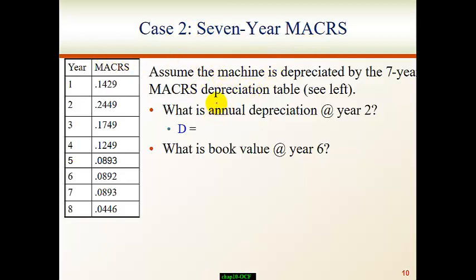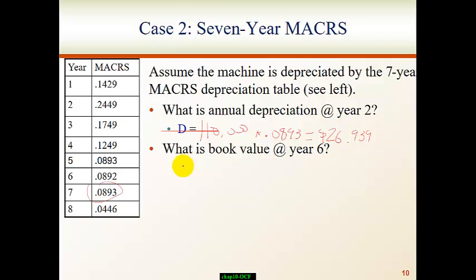So, number 1, let's figure out annual depreciation at year 2. Go to the 7-year MACRS schedule table. We know the year 2 annual depreciation is 8.93%. So, depreciation is 110,000 times 8.93%. This gives us 26,939.